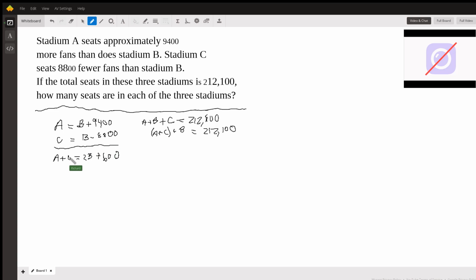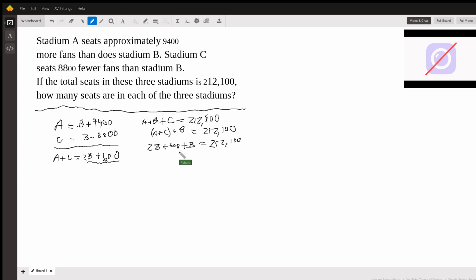But we have an expression for A plus C here, so I can just substitute that in. It's going to be 2B plus 600, that's what's coming from over here, and then I'm just going to include this other B. Can't leave that one out. And that's 212,100. So now all the hard work is over. We just have to solve for B. Once we get B, we can find A and C from coming back up here.